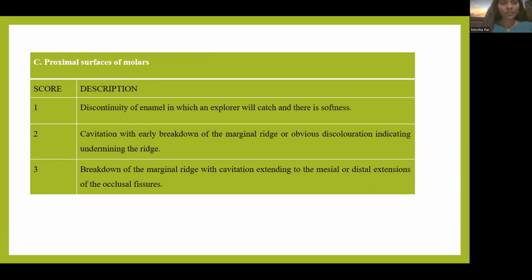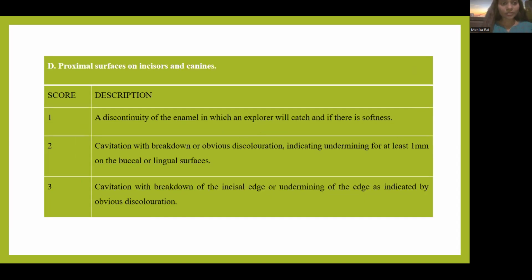C, we have the proximal surface of molar. For the scoring, 1 is discontinuity of enamel in which an explorer will catch and there is softness. In 2, we have cavitation with early breakdown of the marginal ridge or obvious discoloration indicating undermining of the ridge. In 3, we have breakdown of the marginal ridge with cavitation extending to the medial or distal extension of the occlusal surface.